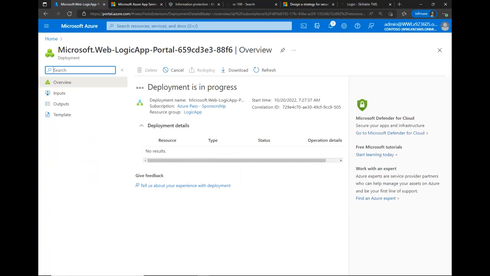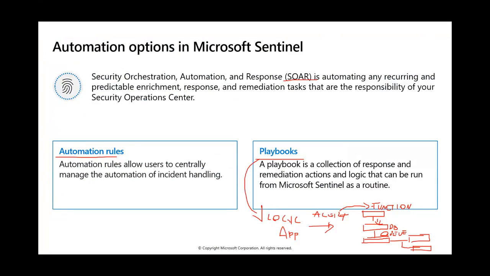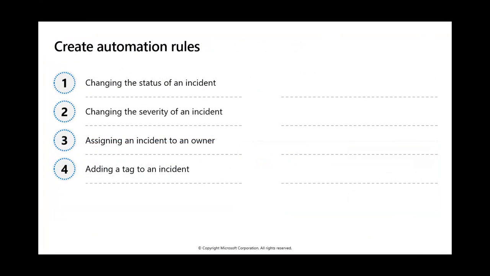Okay, while this is being created, let's move on and continue with the presentation. For creating an automation rule, we need to follow 4 high-level steps: changing the status of an incident, changing the severity of an incident, assigning an incident to an owner, and adding a tag to an incident.